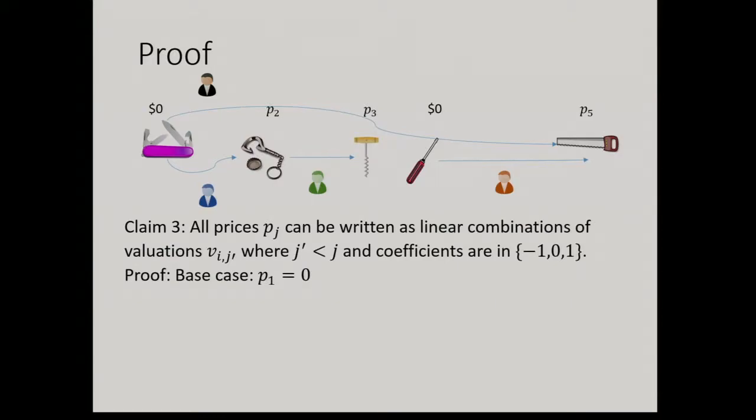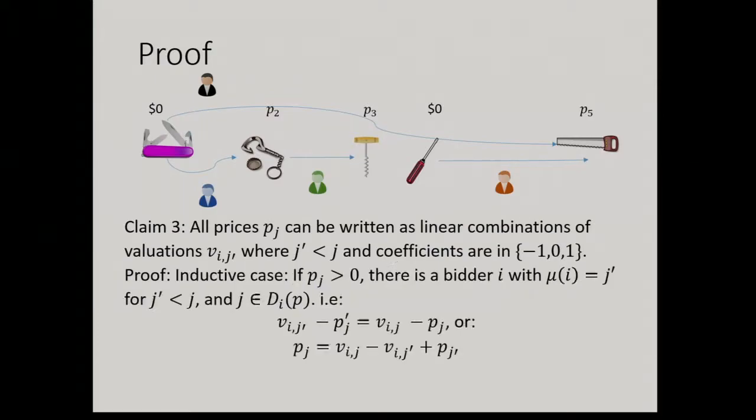Okay. The base case is, well, if the price is 0, then we're done. And if the price is not 0, remember, we know it's got to have in degree at least 1. Okay, so if the price is bigger than 0, there's some buyer i who's receiving a good in the optimal allocation earlier in the ordering, but is indifferent between that good and good j. Okay? And we can write down that indifference condition. His value minus price for the good he's receiving is equal to his value minus price for good j. That's what it means for him to be indifferent.